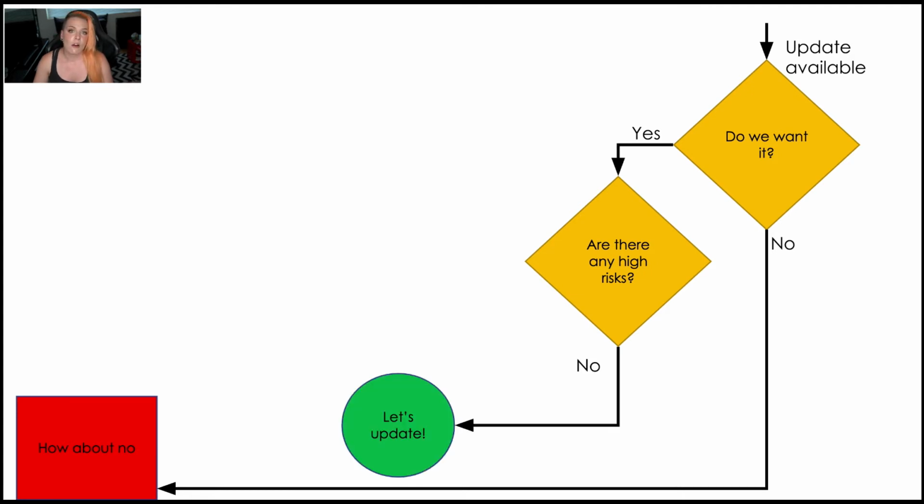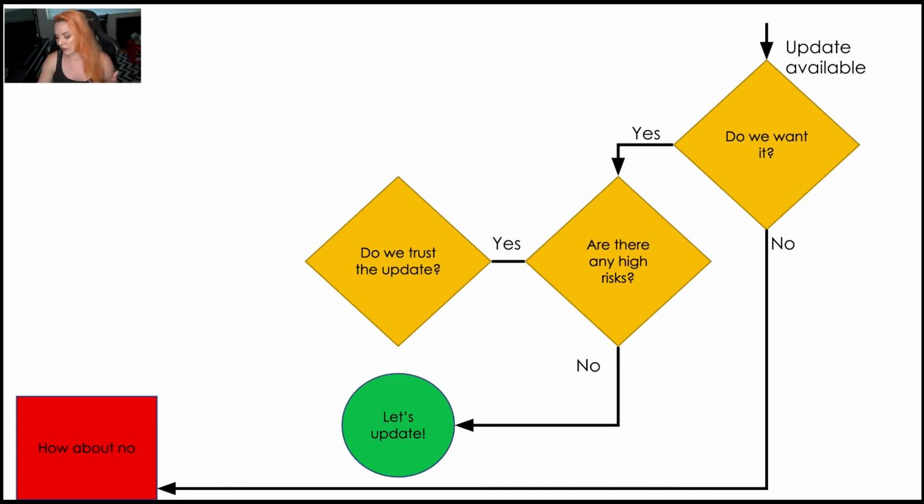If there are risks, we don't say no immediately. We ask if we trust the update. Now, this one is a little bit harder. There aren't really a lot of companies or vendors that we just kind of blindly trust, but in the early 2010s, we did tend to blindly trust Apple, so I will use them as an example. Back then, if there was an update for macOS, you most likely just went for it, even though it should absolutely be considered a high-risk update.